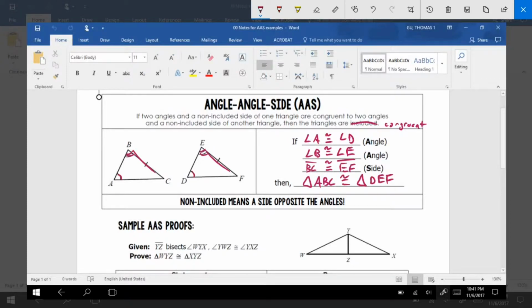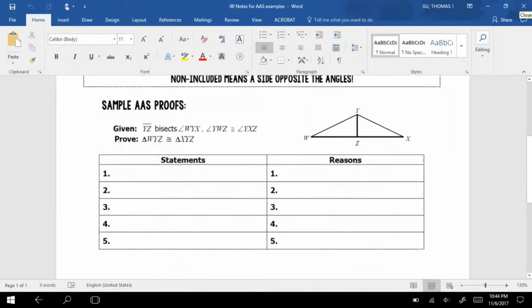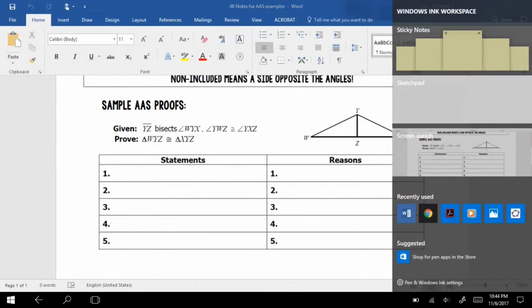Boom. All right, so let's go straight into some examples. Here we go. Let's go to the first example. Sample AAS proofs. Here we go.